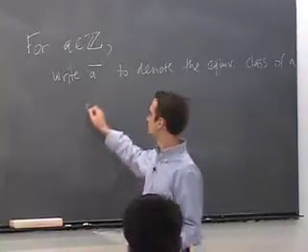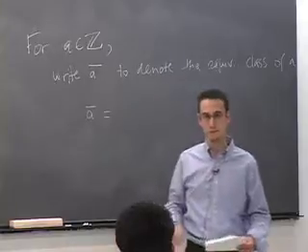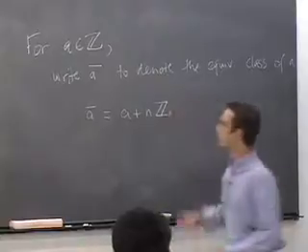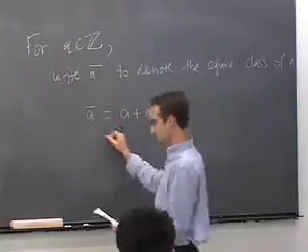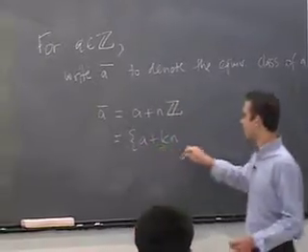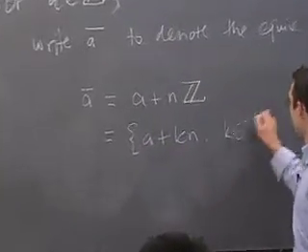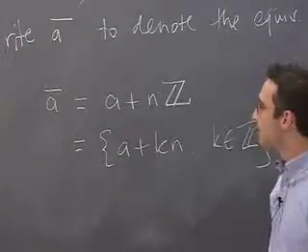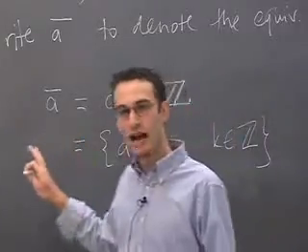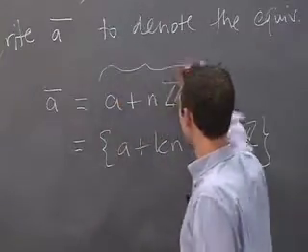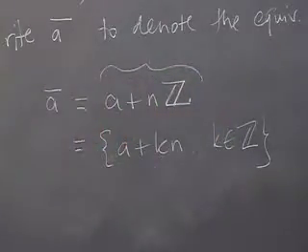A bar looks like a plus nZ, or as you put it, all things of the form a plus kn as k ranges over Z. These are the same thing. Now, does this look familiar from last time? Did we have another piece of terminology for things of this form? Exactly. This is an example of a coset.